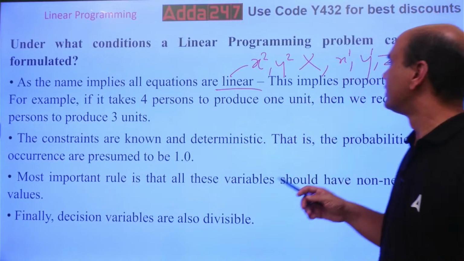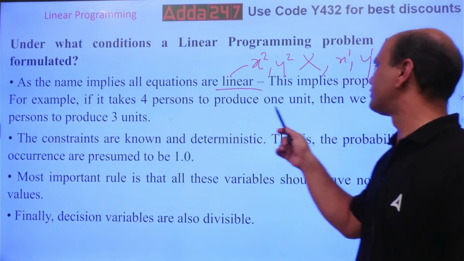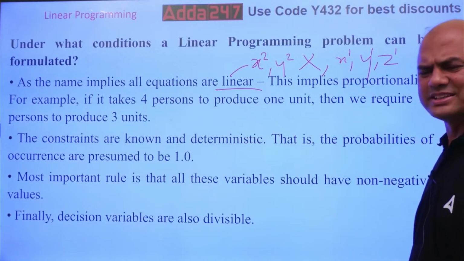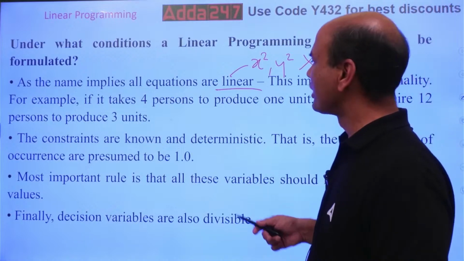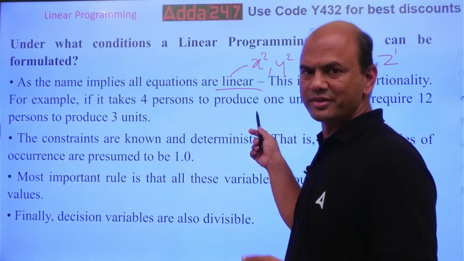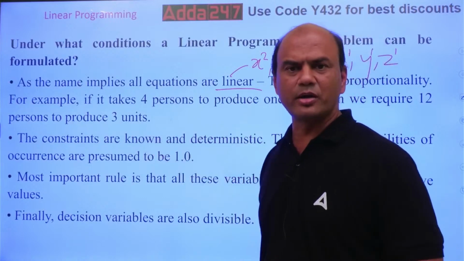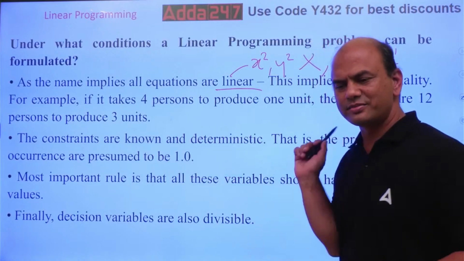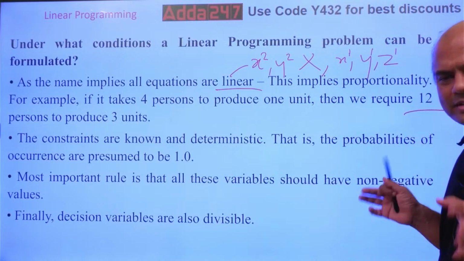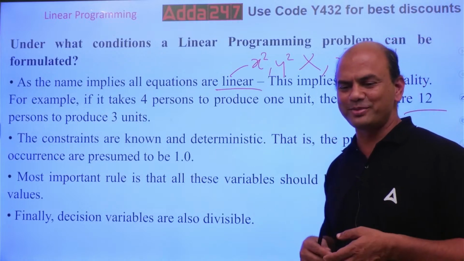Simple. This implies proportionality. For example, if it takes 4 persons to produce 1 unit, then we require 12 persons to produce 3 units. This is a simple equation, isn't it? 4 persons can build 1 wall in 1 day. So if I want to build 3 walls, how many persons will be required? 4 times 3 is 12. Right? So this is linear. You will say, what is this equation, sir? Sir, this is an example of LPP. Okay? Simplest example of LPP.